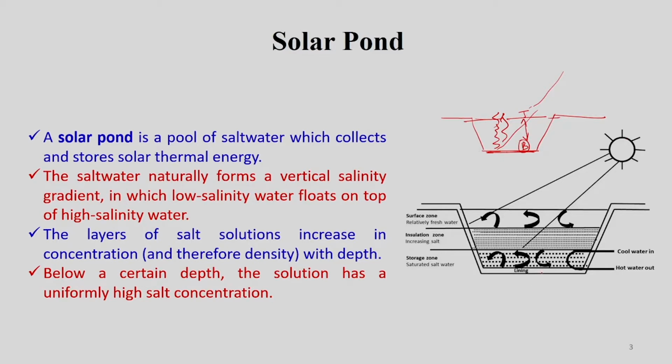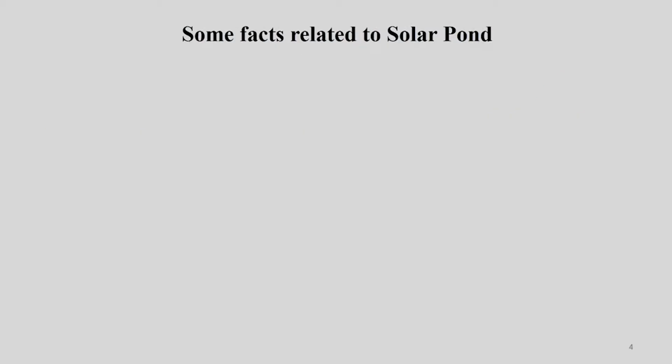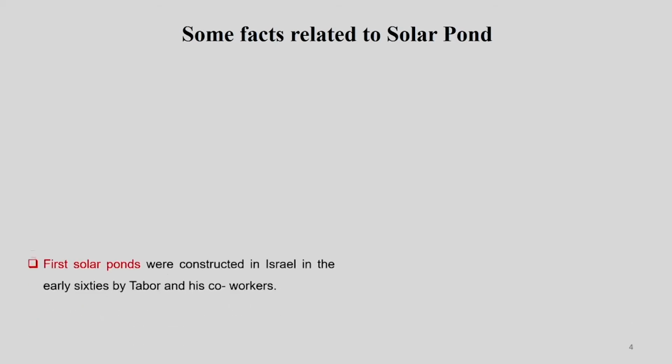Here in this case, salt is applied to reduce this convective current, so that the heat which is received at the bottom can be retained for other applications. So, this is nothing but solar energy collection and storage. Once we have a high temperature here, we can collect it for applications required for a particular process. So, let us discuss some of the facts related to solar ponds.